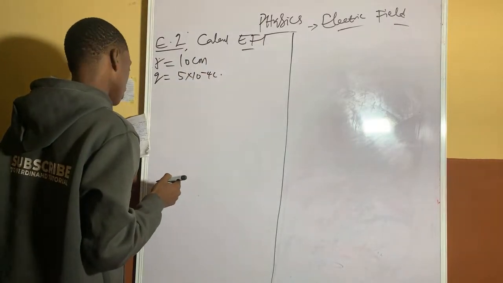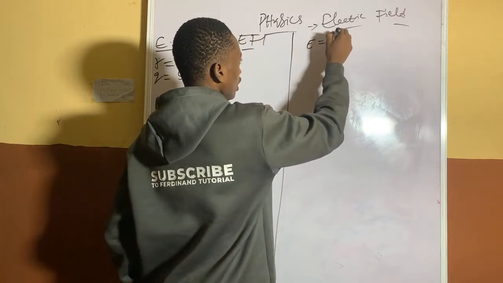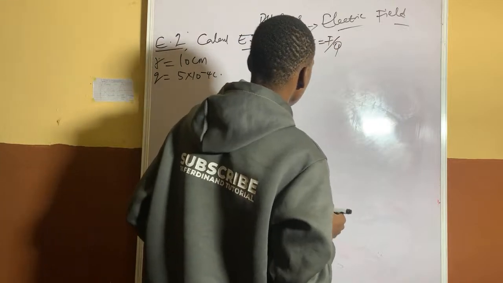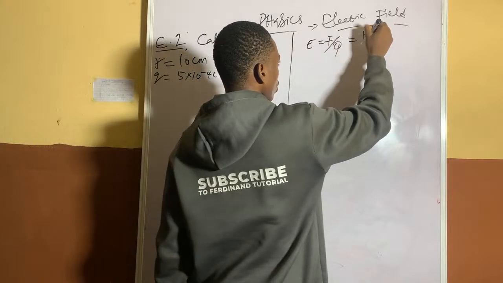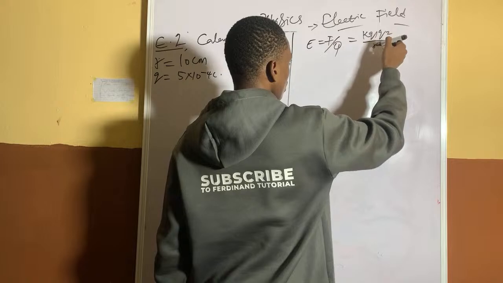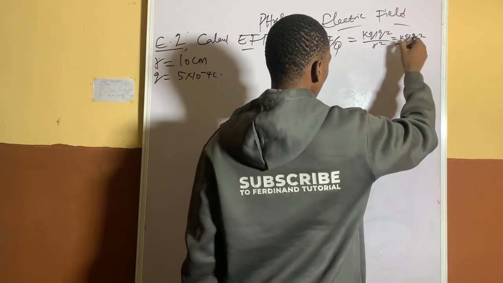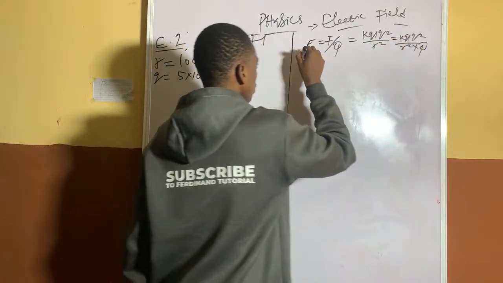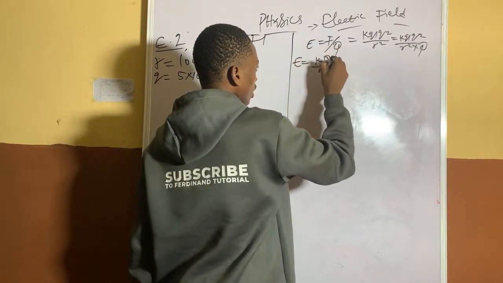Now remember, I told you that electric field intensity E is equal to F over Q. In this scenario, whenever you see F, F is KQ1, Q2 over R squared. But in this scenario now, we're going to have KQ1, Q2 over R squared times Q. Cancel Q1 with Q. So I'm going to have electric field intensity is equal to KQ over R squared.